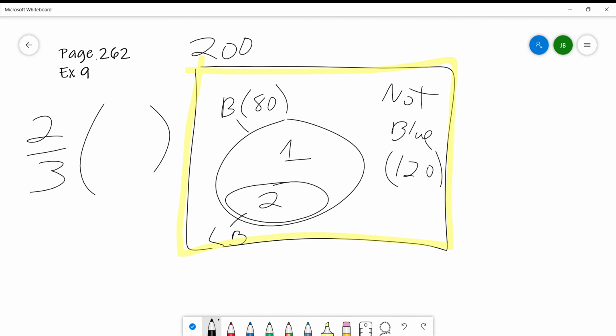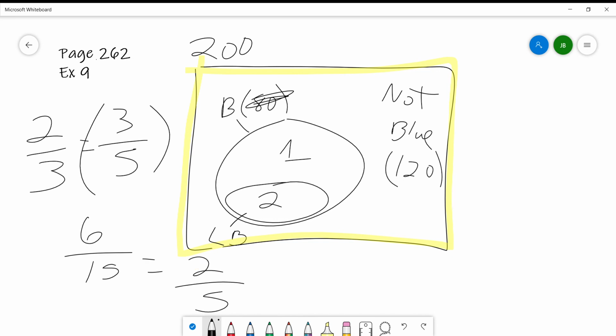So going back to, forget this 80 business. Going back to it says 3 out of every 5 are blue. So 3/5 of the jelly beans are blue. 2/3 of those, which means multiply, are light blue, which means we multiply straight across, so 6/15 jelly beans are light blue. 6/15 simplifies down to 2/5. That's the answer. Good night. It's been a long video.